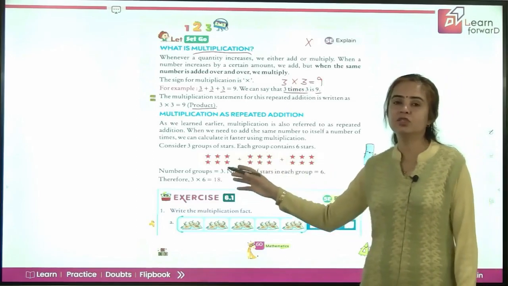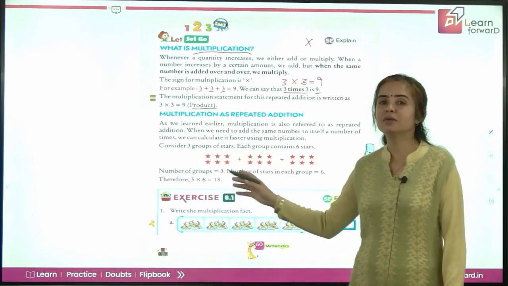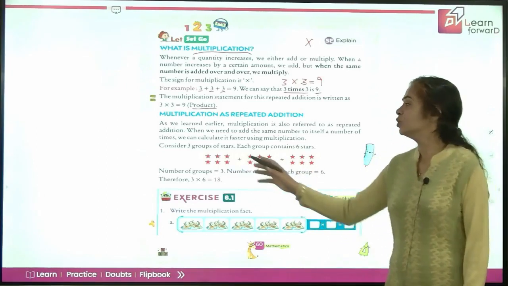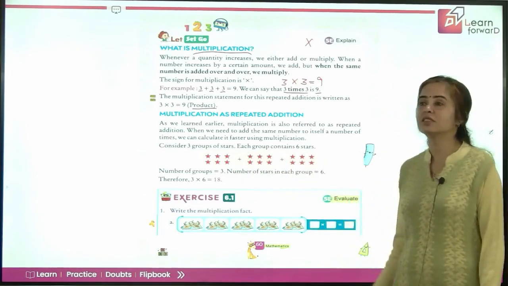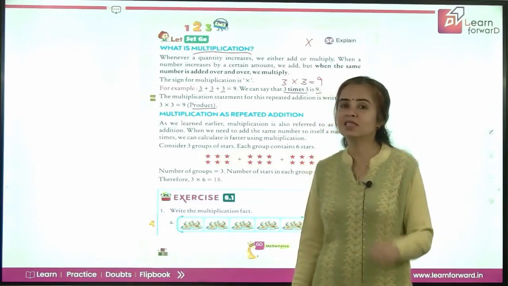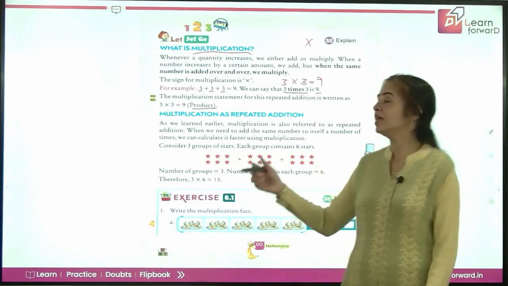How many stars do you see in the first group? 6 plus another 6 plus still another 6. So it is 6 plus 6 plus 6. How many times are you adding 6? 3 times 6. Yes. So how will you write it?